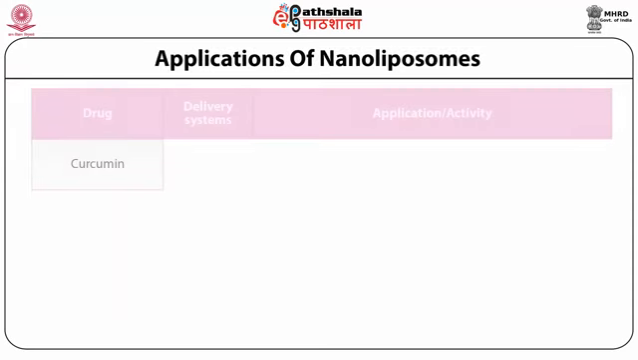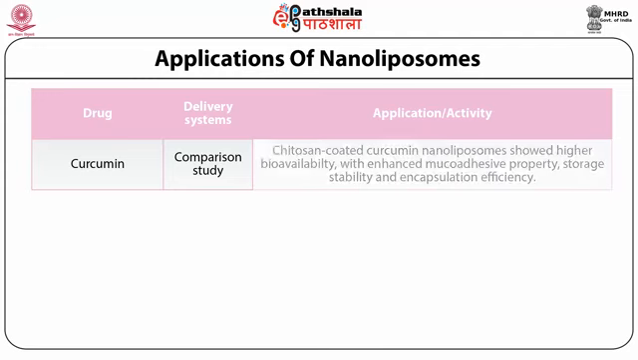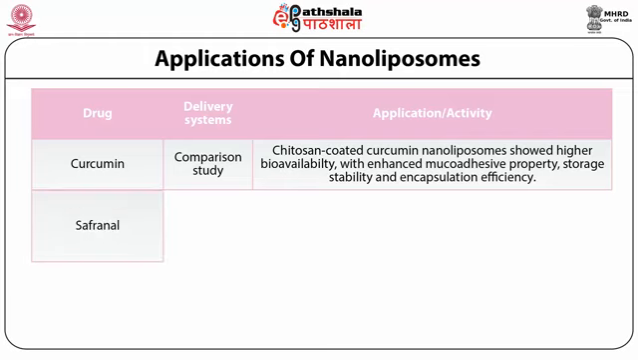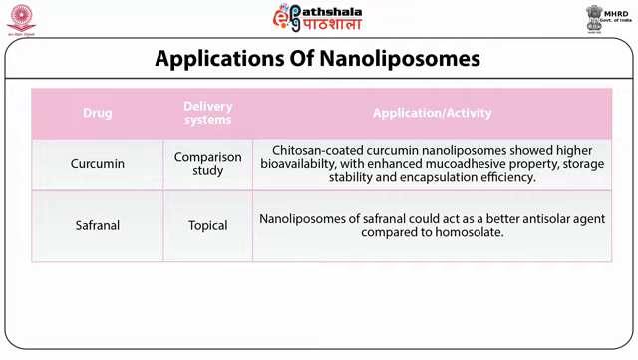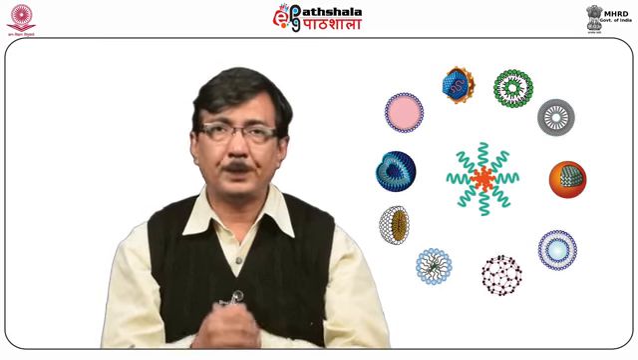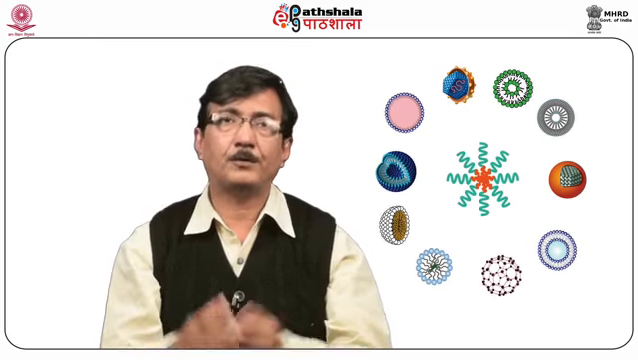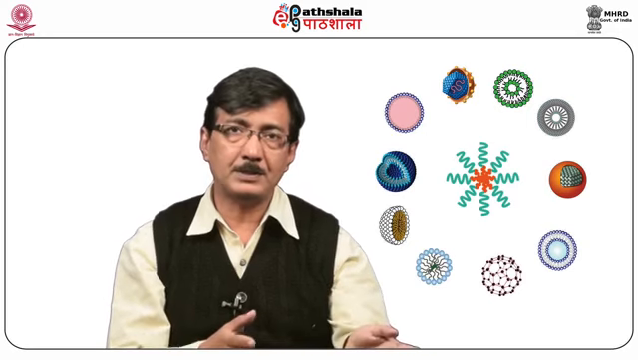Another example is curcumin, in which a comparative study was performed, and chitosan coated curcumin nanoliposomes showed higher bioavailability with enhanced mucoadhesive property, storage stability, and encapsulation efficiency. While safranol, which is used for topical application, nanoliposomes of safranol could act as a better anti-solar agent as compared to homosalate. Polymeric micelles are nanoscopic core shell structures which are formed by amphiphilic block polymers.